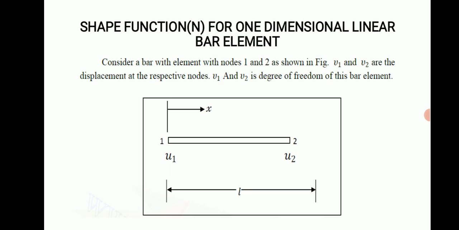And first, the shape function derivation of a one-dimensional bar element. We want to consider a bar with element nodes 1 and 2 as shown in the figure. The u1 and u2 are the displacements at the respective nodes, and u1 and u2 are the degrees of freedom of this bar element. Degrees of freedom is nothing but the displacement of this bar element at node 1 and node 2.